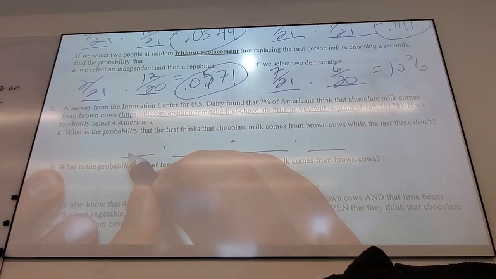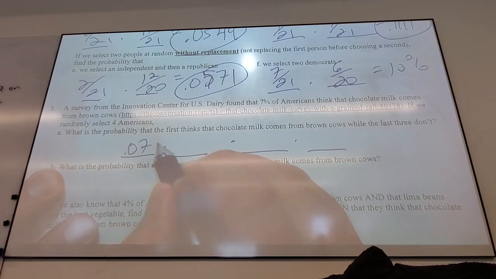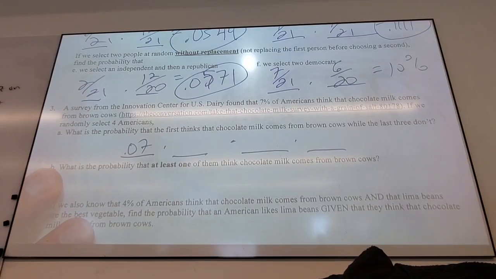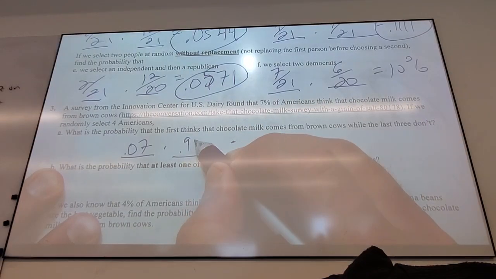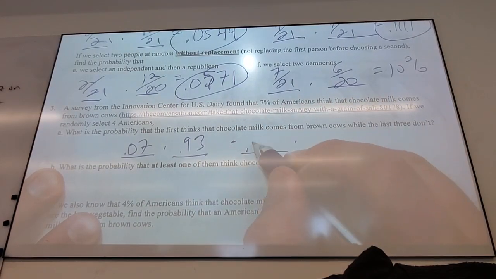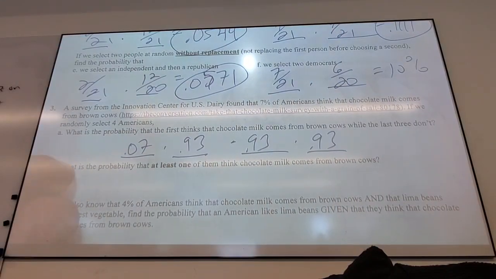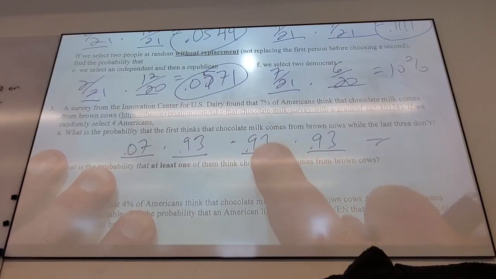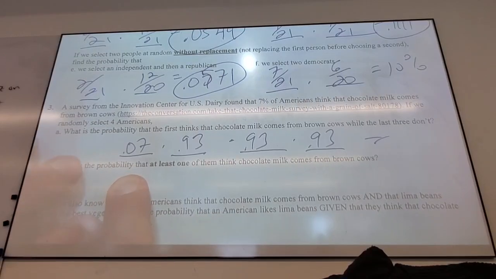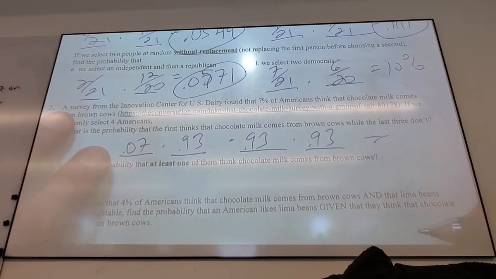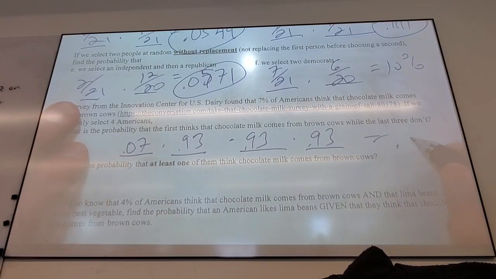So what's the probability that would happen? 7%. And then I want the last 3 to not think that. So what is each one of these guys gonna get? 0.93, because I want them to not think that, so it must be the rest, yes? 7% chance they do think it, 93% chance they don't think it. And that would be 0.562, okay, I forgot to do the decimal.